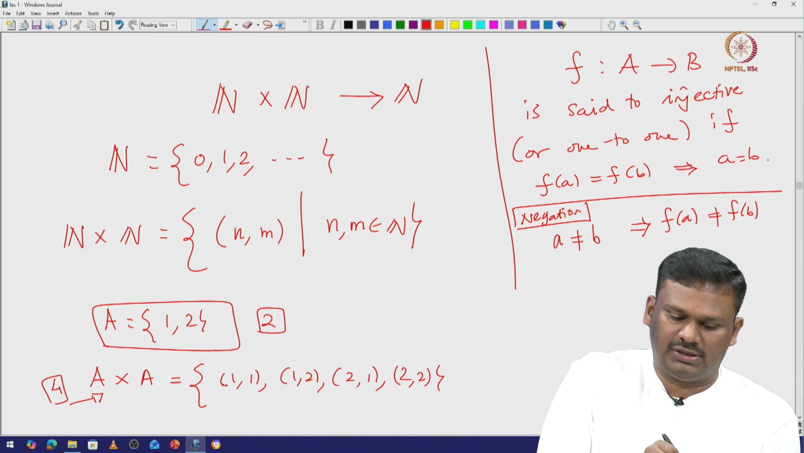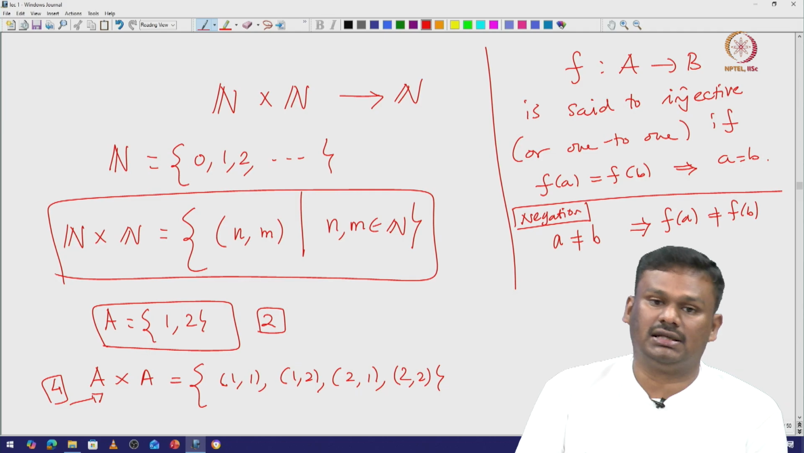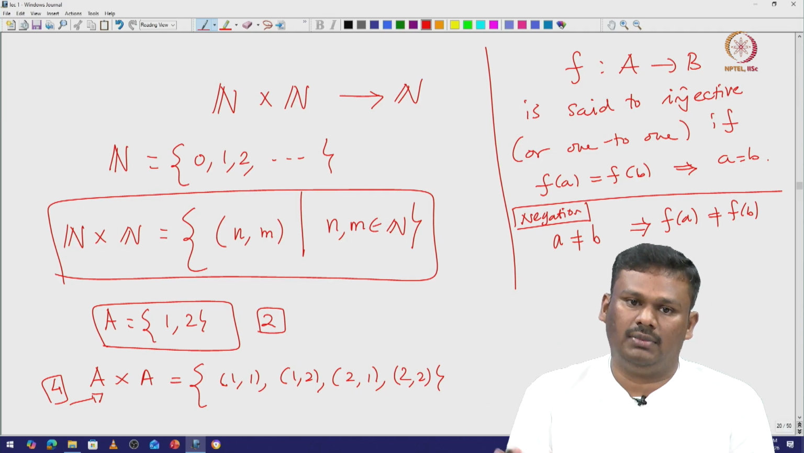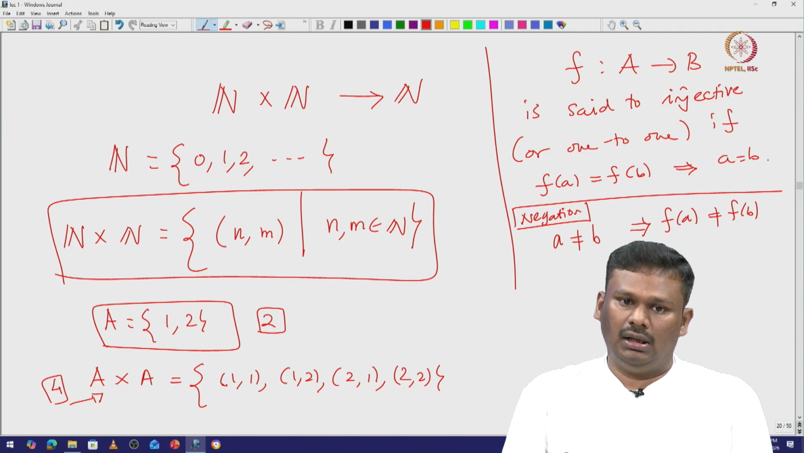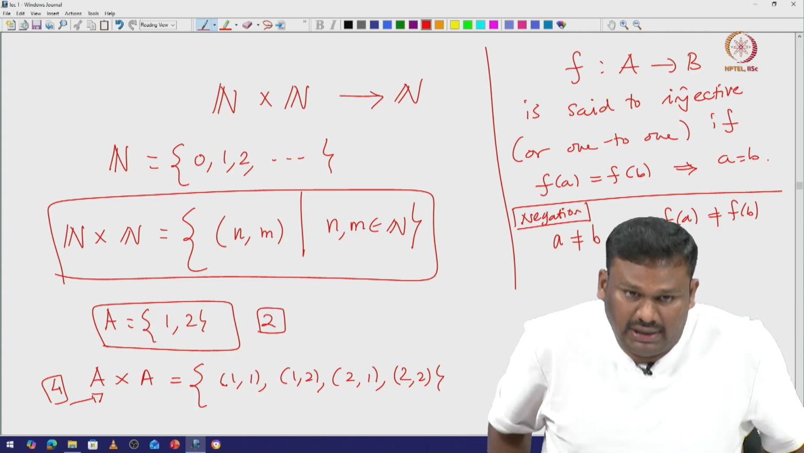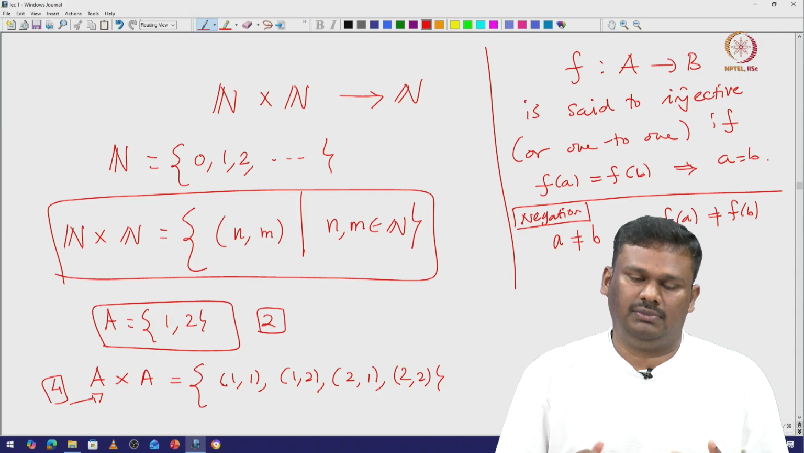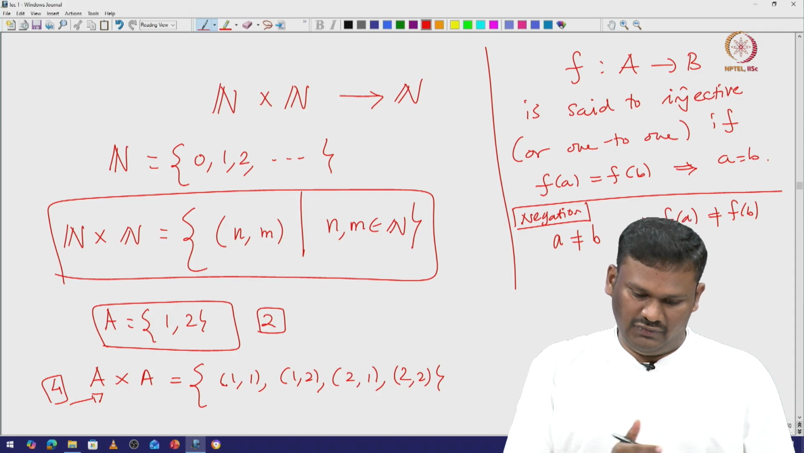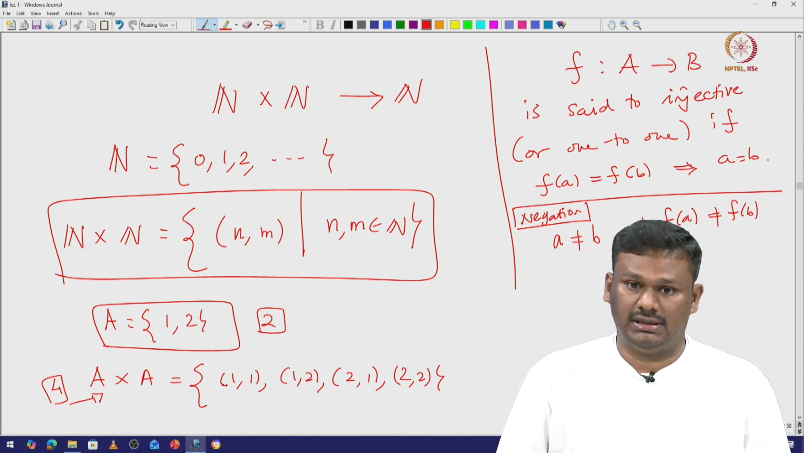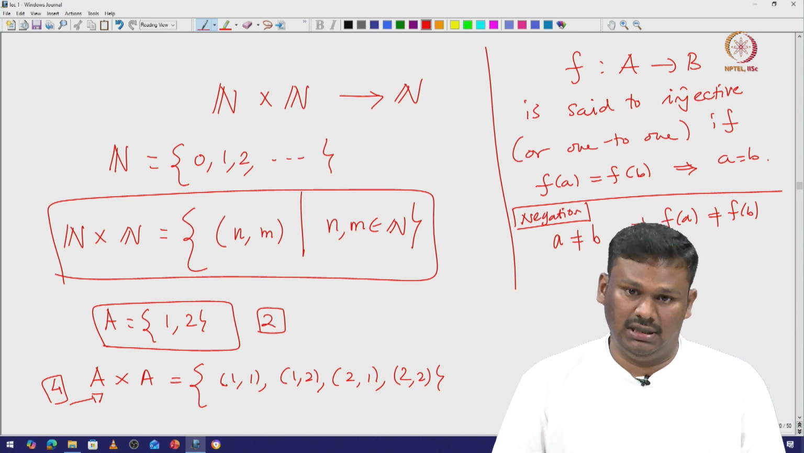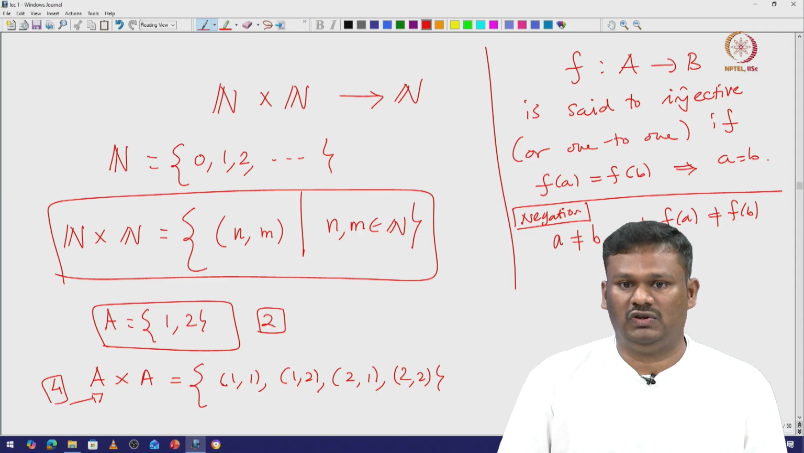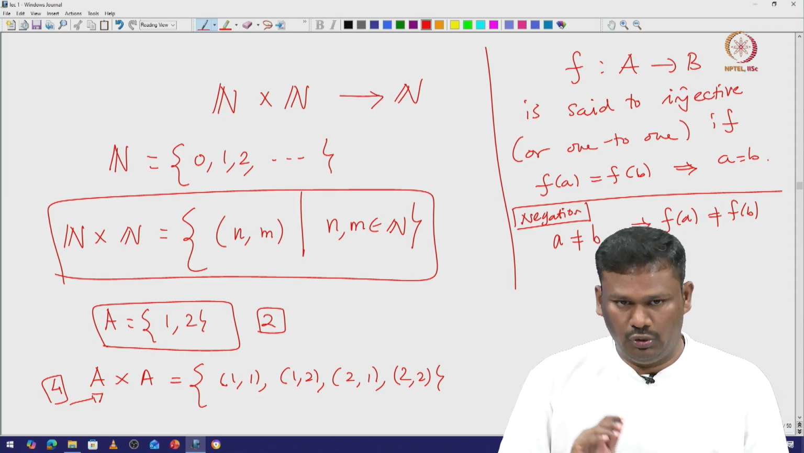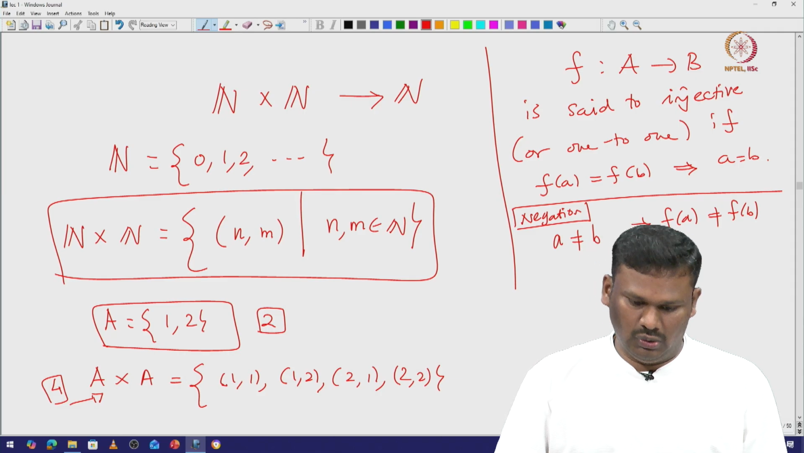So, then one may expect that when you take N cross N, it should have more elements than N. But in practice, that is not the case, because infinities behave somewhat differently. When you take N cross N, it has exactly as many elements as N. That is what happens, and we will prove that rigorously in the later part of the course.